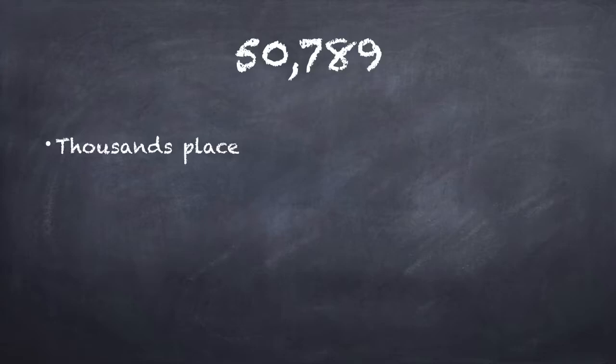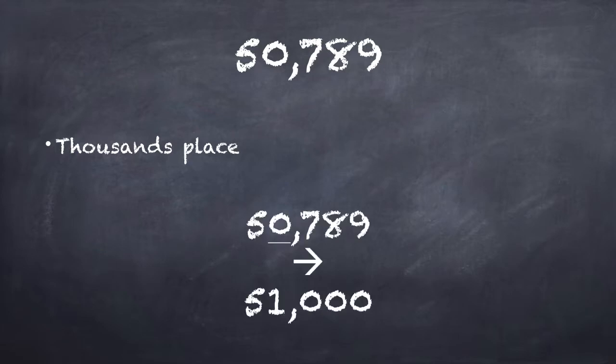Let's look at the same number, 50,789, and round it to the hundredths place now. This number now rounds to 51,000.